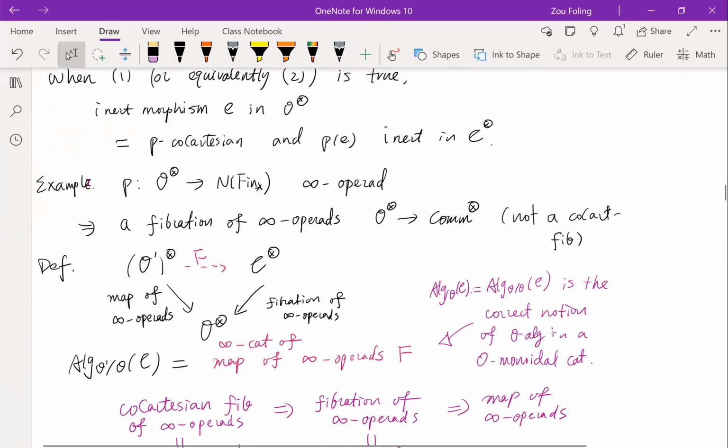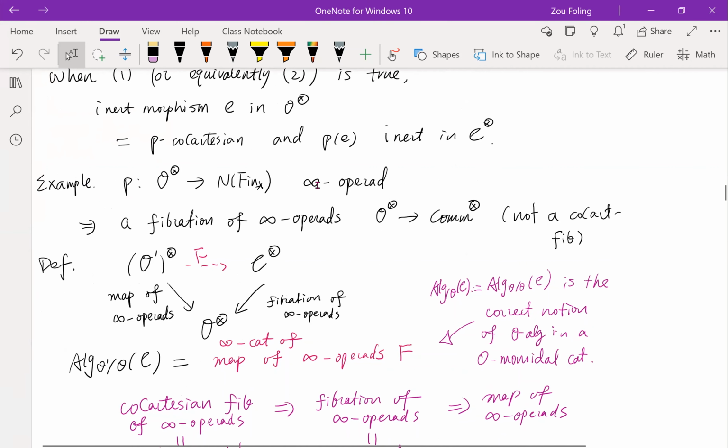And an example is that if I have an infinity operad, viewing this as a map of infinity operads from O tensor to com star, this is a fibration of infinity operads.